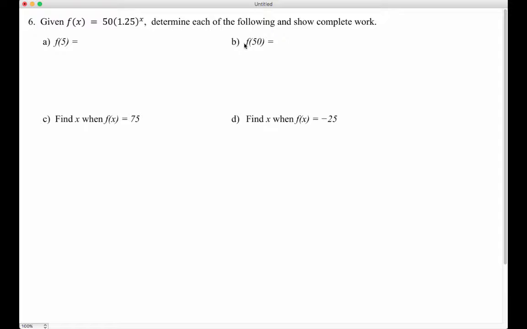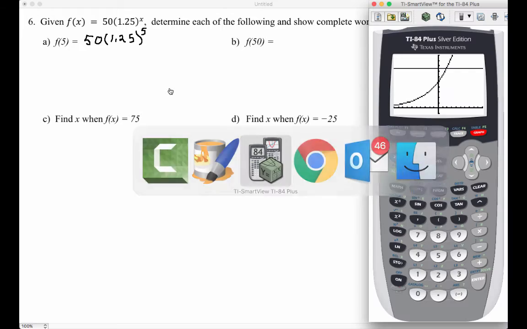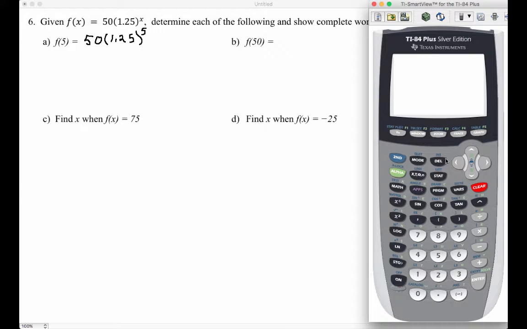So the first one here, part A, is just a function evaluation problem. We simply plug in 5 for the x. So that's 50 times 1.25 raised to the 5th power. Okay, so let's grab our calculator here. We're going to put in 50, parentheses 1.25 close parentheses, raised to the 5th. And we get the following glorious number, 152.878, blah, blah, blah.